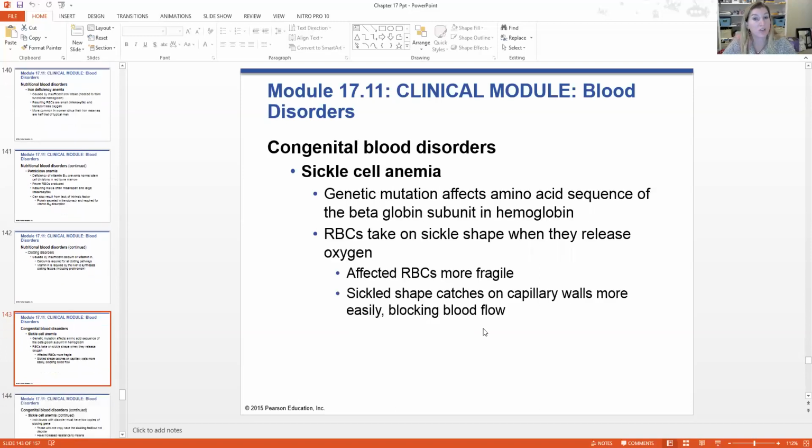There's also congenital blood disorders. Congenital blood disorders are ones that you're born with. Sickle cell anemia is one of them. It's caused by a genetic mutation in the amino acid of one of the beta subunits of hemoglobin. This causes our red blood cells to be more sickle-shaped, and it's going to make our red blood cells more fragile. Because of this weird shape, they can catch on the walls of capillaries, block our blood flow, cause pain, etc.